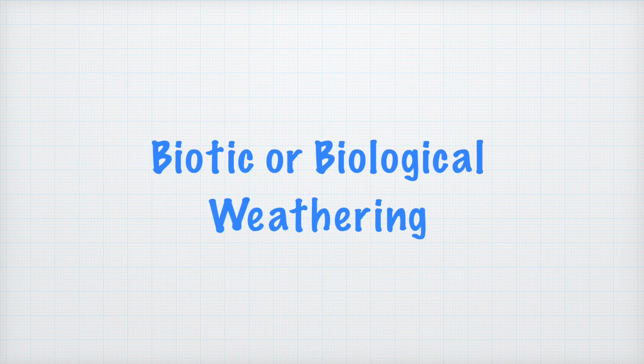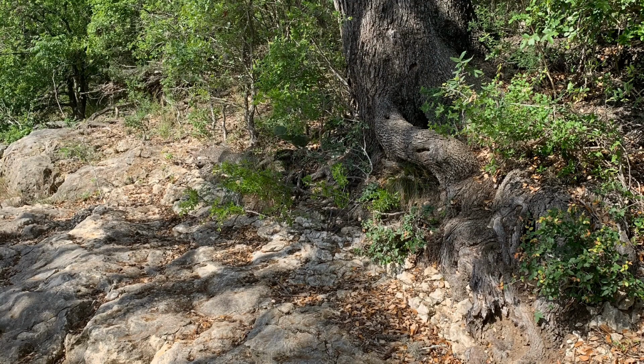So next we will be talking about biotic or biological weathering, which happens when you start with one rock and it gets broken down into the same type of rock, but it is usually broken by a plant or an animal. Here in this photo, we can see that there is a tree trunk coming out of this rock, and it is biotic weathering because it is a plant.